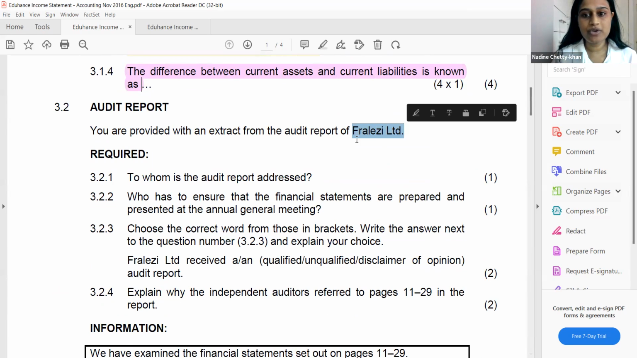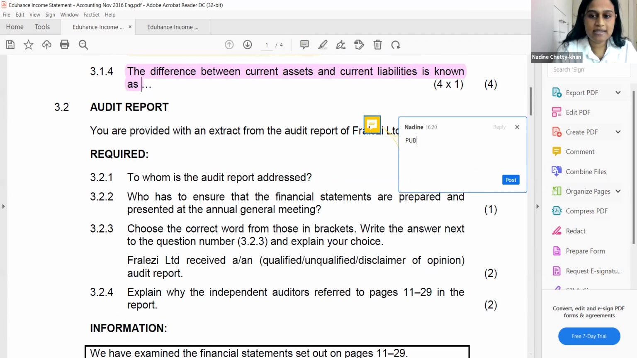Now, if you will remember, when something ends in LTD, this means it's, I'm just going to write it here, it's a public company. Okay. If something is PTY Ltd, that is a private company. So a public company will just be Ltd. Now, why is that important to know? Because a public company is required to be audited.